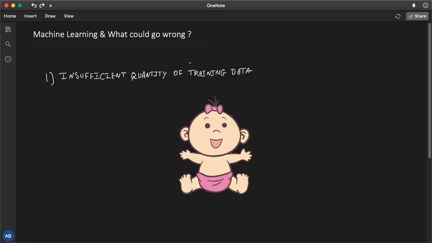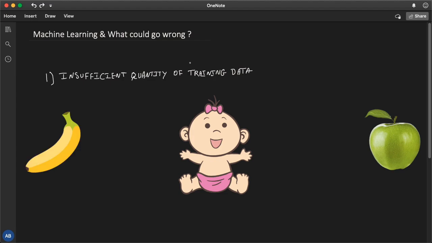Now, one example here is, imagine you've got a kid and you're teaching the kid to recognize an apple. You just point at an apple and say, this is an apple. Probably you'd repeat that multiple times, and voila, that's it. The child learned the apple from the banana. Machine learning is not there yet.